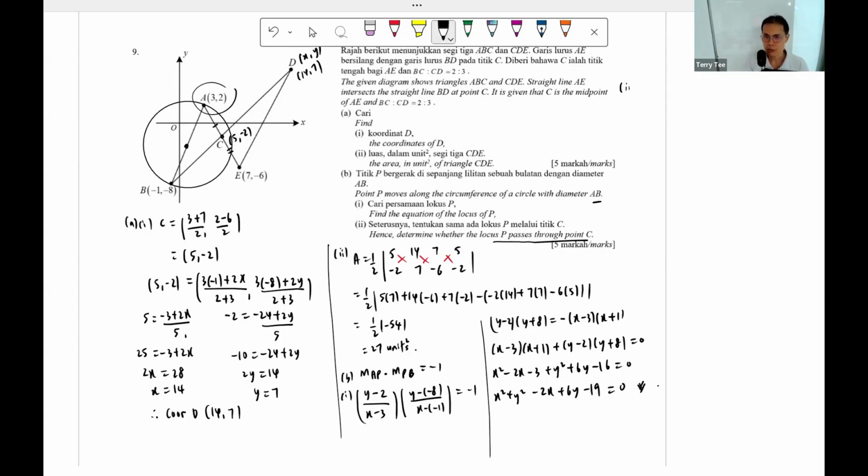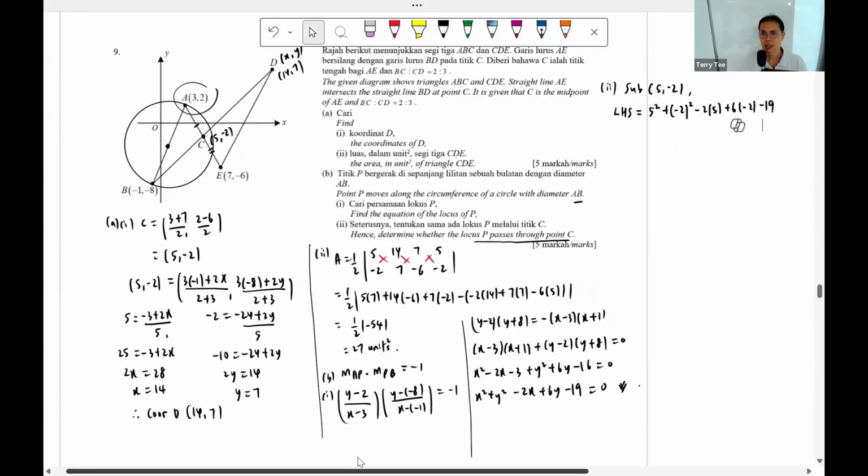So to show that by calculation, we take the coordinate of point C and substitute it into the equation. If it passes through the point, the left-hand side of the equation must equal the right-hand side. So let's start with the LHS, left-hand side. Your x is 5. You square it. y is minus 2. You square it, minus 2. This is 5 plus 6 minus 2 minus 19. Okay, let's count. This is 25 plus 4 minus 10 minus 12 minus 19.